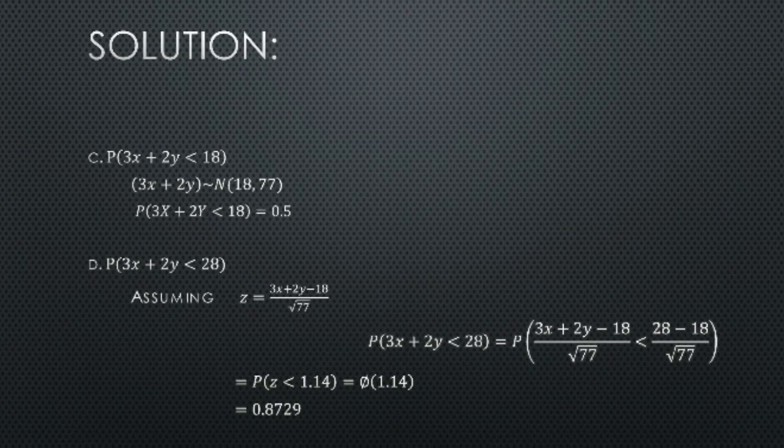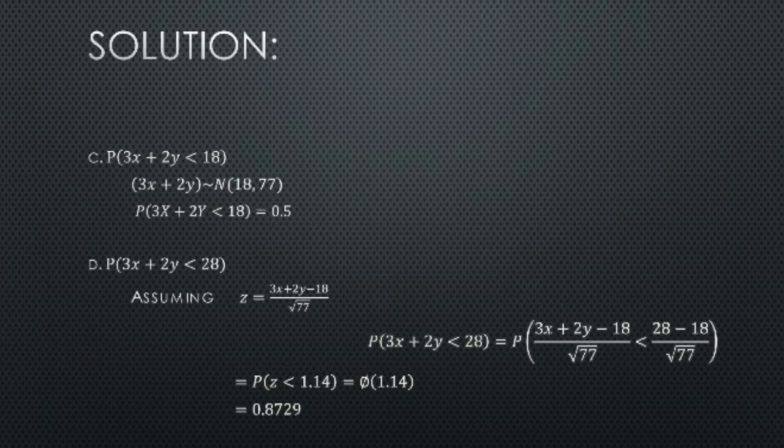Okay, now let's move to letter C. Now in letter C, as you can see, we separate the given, so it will become 3X plus 2Y. So put the symbol of N and then N of 18, 77. Now we get 18 and 77 from the answers in letter A and letter B. That's why we come up with P of 3X plus 2Y less than 18, which is 0.5 or negative 0.5. So that's the final answer for letter C.